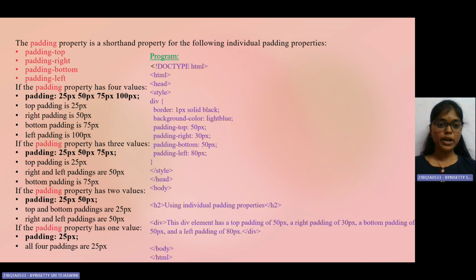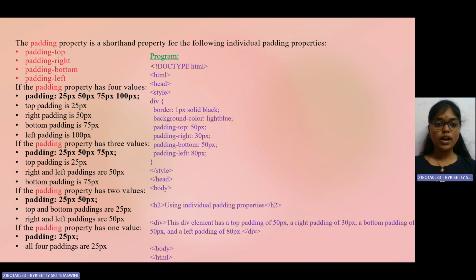So let us see a simple program. While writing the HTML program, we will write doctype html, and the html tag, next head, and next the style tag. In the style tag, by using div, we'll write border: 1 pixel solid black. So that border will be black in color and 1 pixel in width. And background color is light blue, and padding top is 50. So padding top will be 50, right 30, bottom 50, and left 80 pixels. And the style tag is closed, head tag is closed.